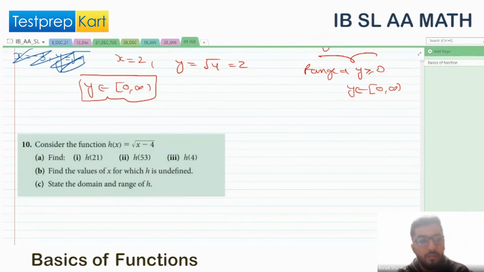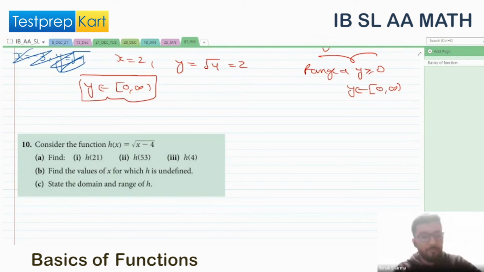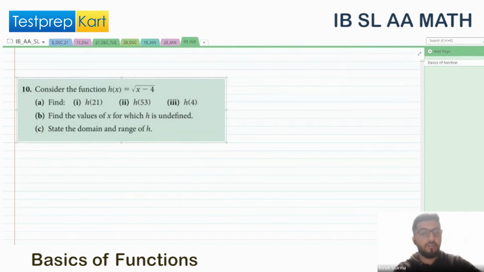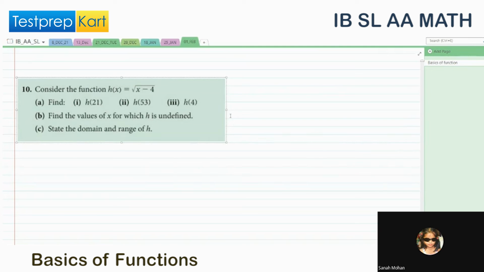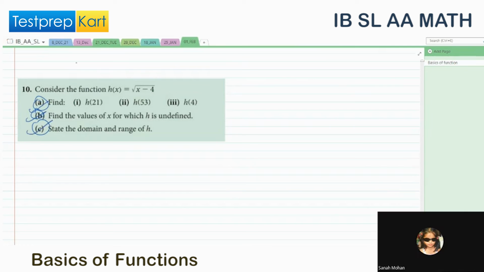Okay, this question, 3 minutes. Now, I think you are able to solve all parts, A, B, C. Okay, go for it. Done with A, B, C? Done with A and B.